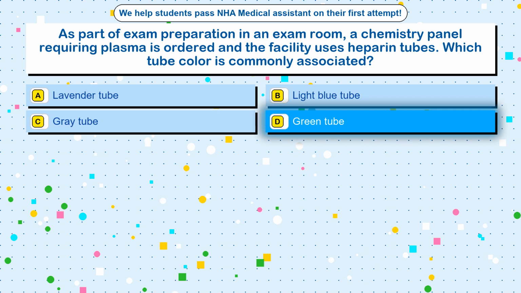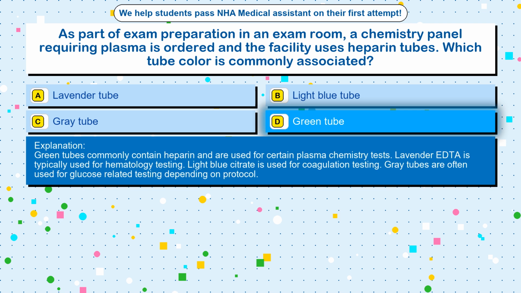Green tube. Green tubes commonly contain heparin and are used for certain plasma chemistry tests. Lavender EDTA is typically used for hematology testing. Light blue citrate is used for coagulation testing. Gray tubes are often used for glucose-related testing depending on protocol.